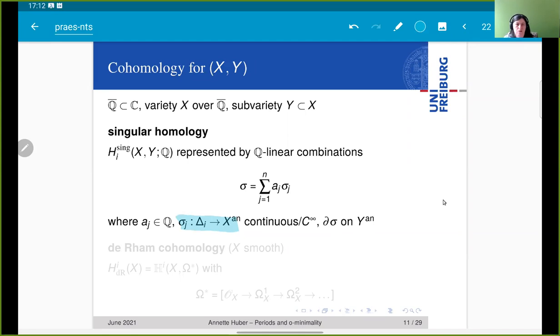When you have a set of polynomial equations, it gives us a complex manifold or a complex analytic space. And you can ask this map sigma_j to be continuous, or you can ask it to be C infinity, you get the same theory. And the Y comes in by the boundary condition. So these are maps to X, or the analytic space defined by X, and the boundary of this chain is supported on Y. So that's relative homology.